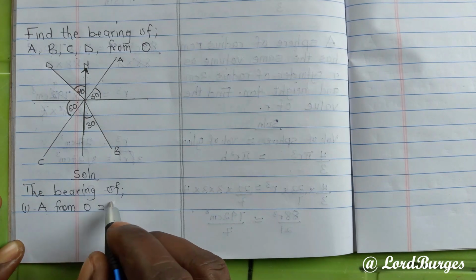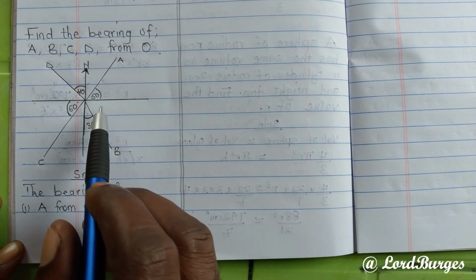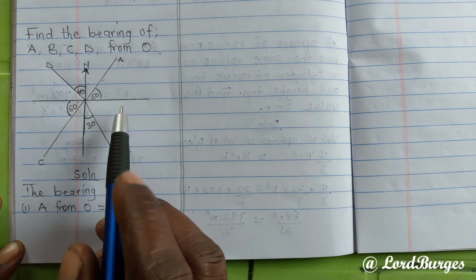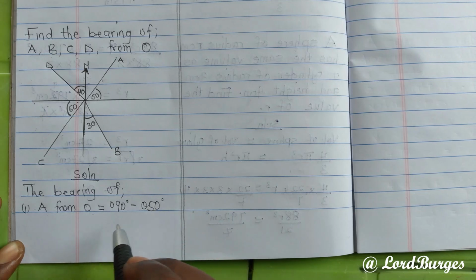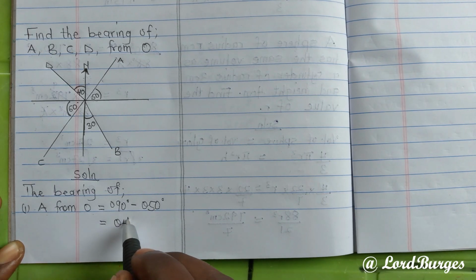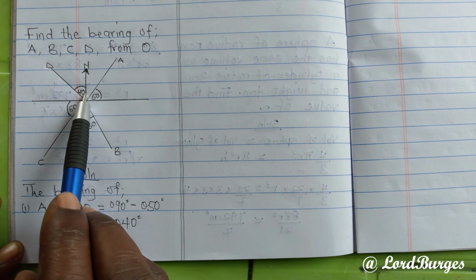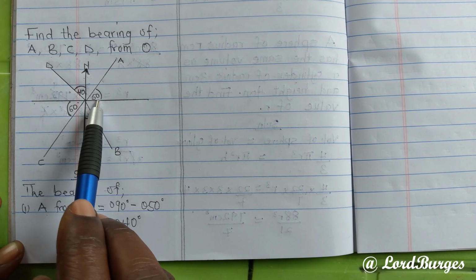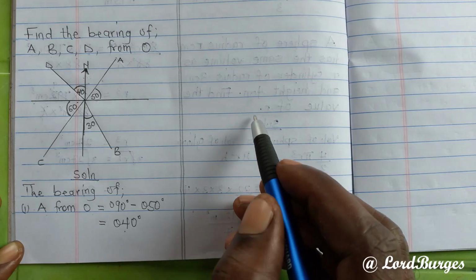Therefore, we know the total is 90 degrees. But we are left with 50 degrees to reach the east pole. So it becomes 90 minus 50 degrees, which is equal to 40 degrees. Therefore, the bearing of A from O is 40, such that when I add the 40 to the 50, I will get my 90 degrees.